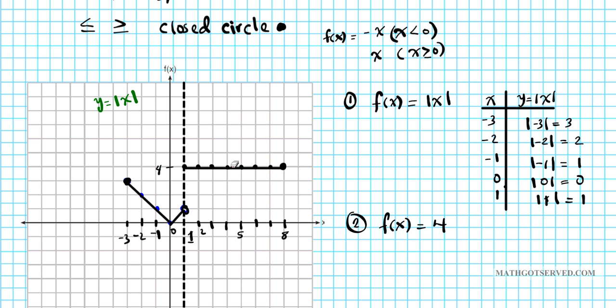So what are the endpoints going to look like here? The endpoints are going to be closed circles, because we have the line underneath the inequality. So this is function number 2, y is equal to 4. So there goes your graph.